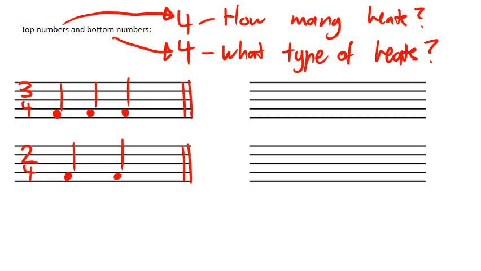Alright, what if I try a different one? What if I try 2/2? How many beats are there in the bar? Well, there's 2. What type are they? They're minims, because they're worth 2 beats each. Okay?